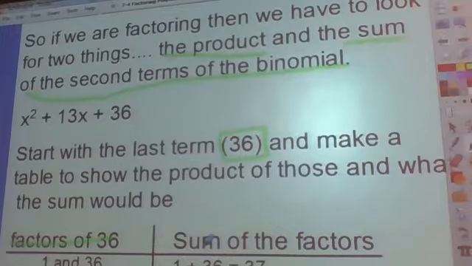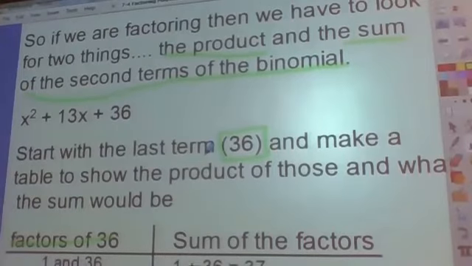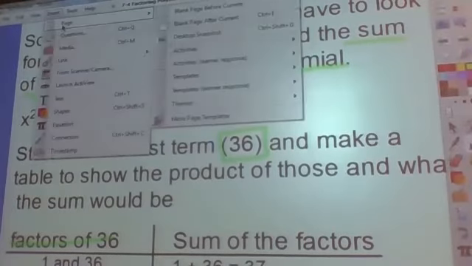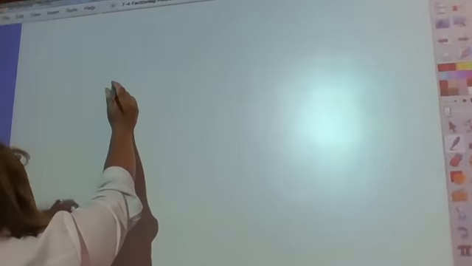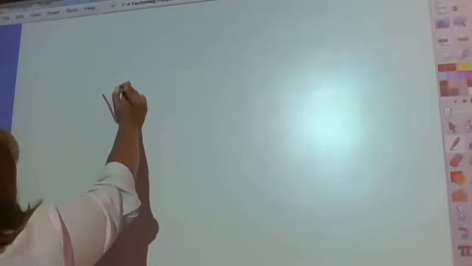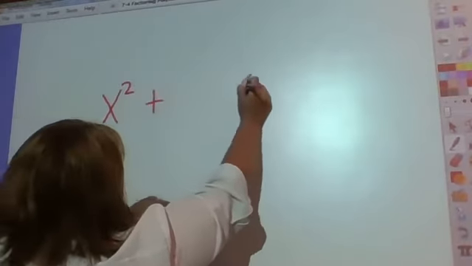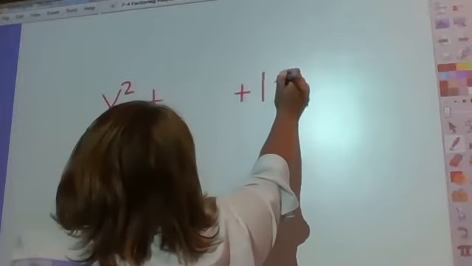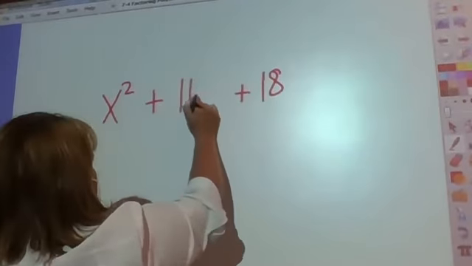Then, I need to go back and explain this a little bit better. Okay, hold on, let me have a page. Insert page before. So what we're trying to do today, you guys, is this. If I gave you this, x squared plus 13x plus 36.